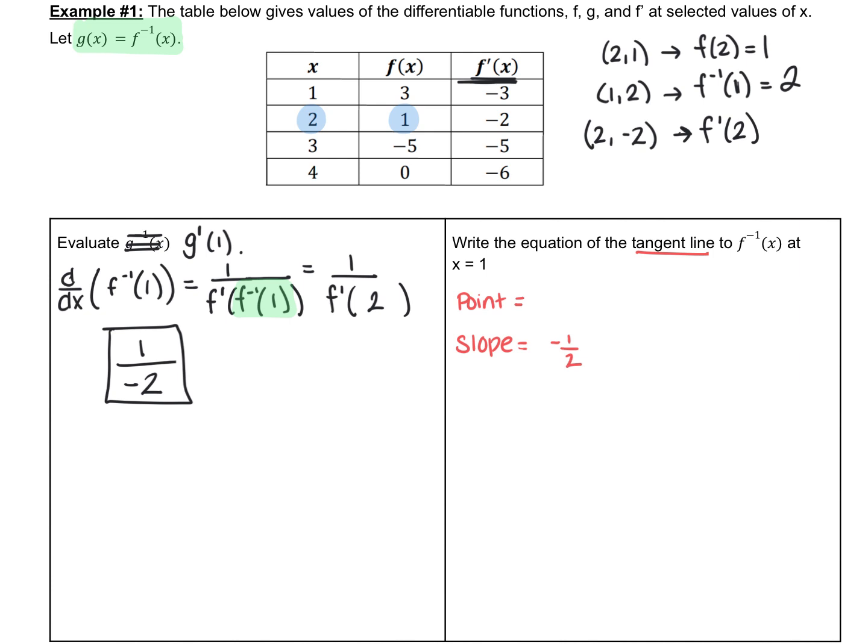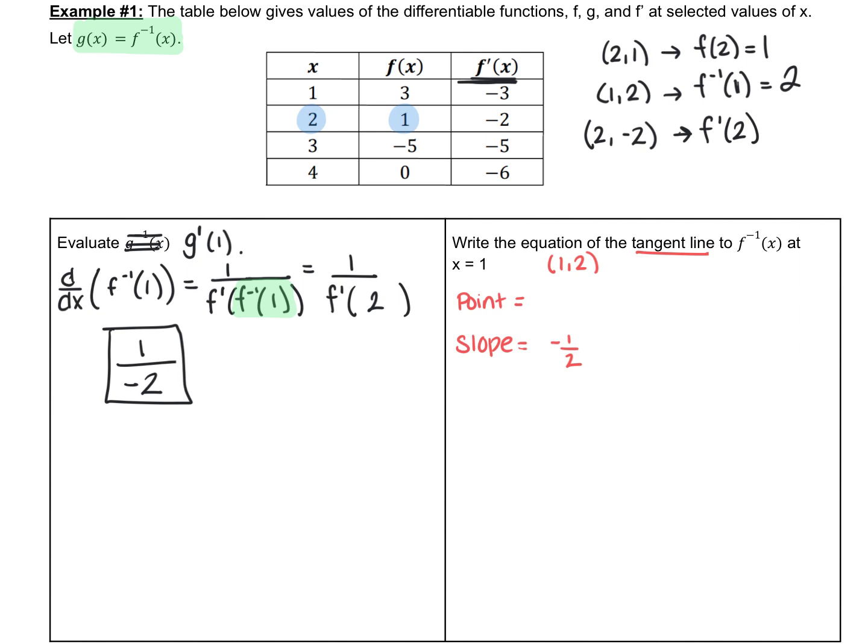The way that we find the point is we're not looking at x equals 1 and saying the point is 1, 3. Because this is on the inverse, we're actually looking for a y value to be 1. Remember, we switched the x and the y. So we're looking for our y value to be 1, which is here, and my x value there is 2. So that corresponds to the point 1, 2.